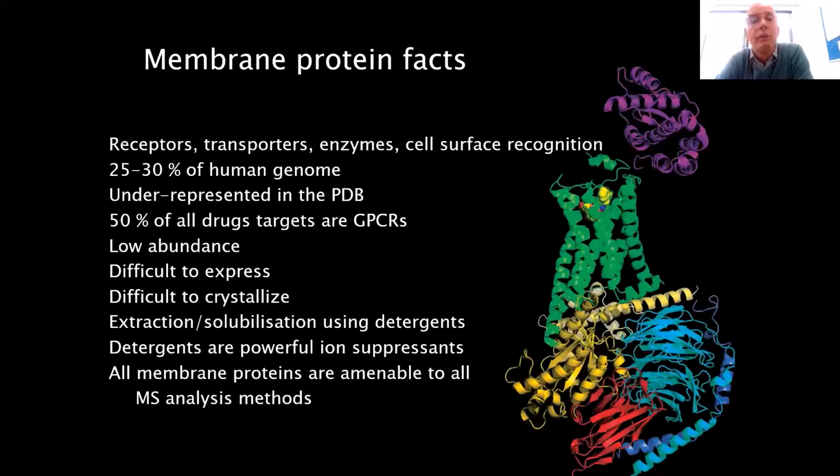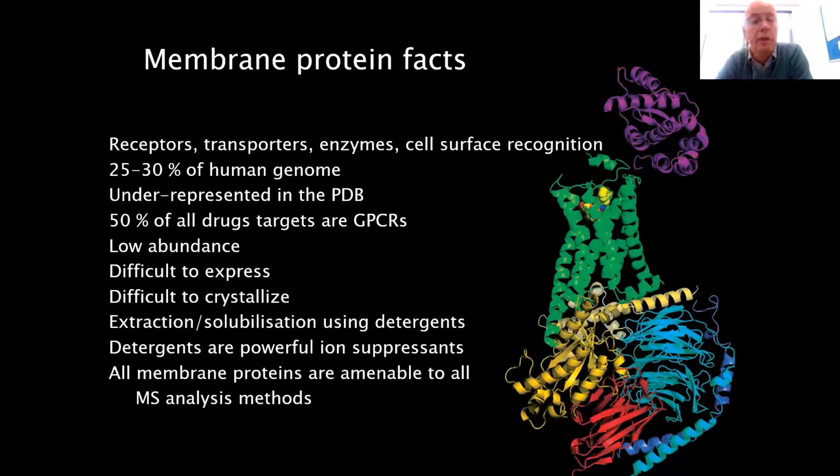So we'll make a start with membrane protein facts. If you work on membrane proteins, I apologize, you already know this. Membrane proteins are on the cell surface in general. They are receptors, transporters, enzymes, a variety of different functions, also involved in cell surface recognition, and they represent up to 30% of the human genome. They are very important. However, they are underrepresented in the Protein Data Bank, and the reason for that you'll be familiar with.